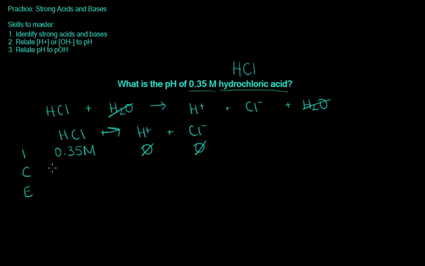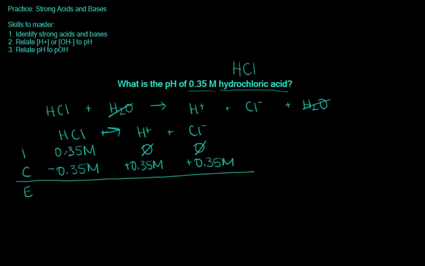The change, because this is a strong acid, and the same is true for strong bases, is that 100% of this is going to become this. So we're going to lose 0.35 molar of this, gain 0.35 molar H plus, gain 0.35 molar Cl minus. Okay, now we do the math. 0.35 minus 0.35 is 0. This is gaining 0.35 molar, and Cl minus is also gaining 0.35 molar. So now we have the equilibrium conditions for this problem.